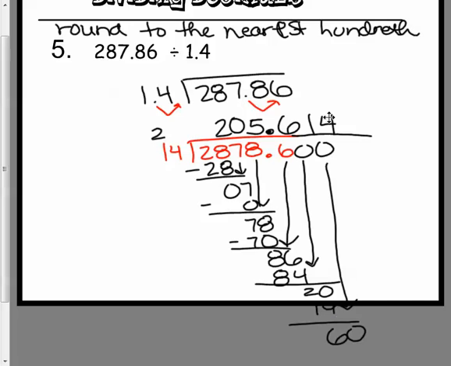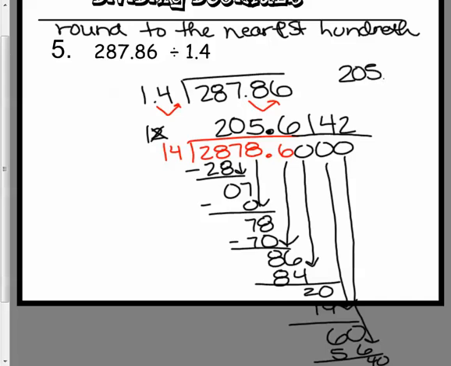So at 60, 14 goes in 4 times. 4 times 4 is 16. 4 times 1 plus 1 is 5, so we have a 4 here. How many times does 14 go into 40? Goes in twice. So we can stop there because the 2 tells the 4 to stay the same. And this would be our answer.